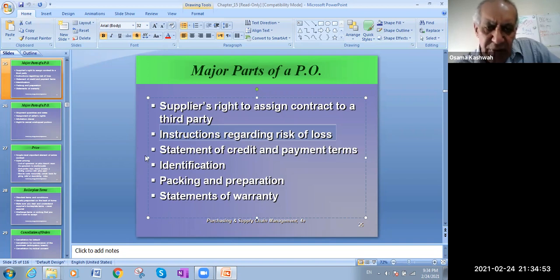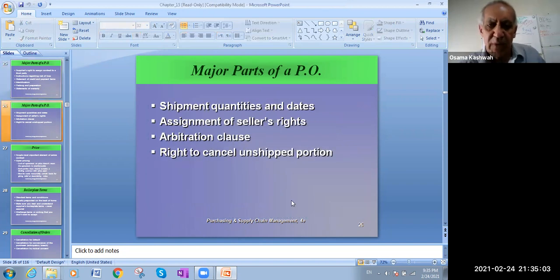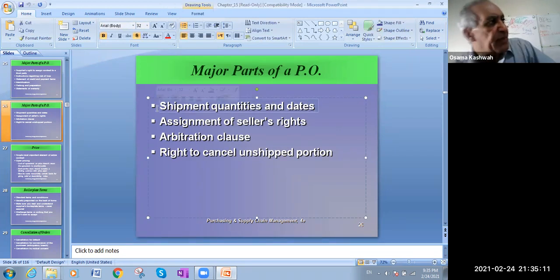Then what will you do? Statements of credit and payment terms, identification, packing and preparation, statements of warranty. This is another point. Also the shipments, quantities, and dates. We talk about the dates and the type of shipment: free on board, loco, or franco.